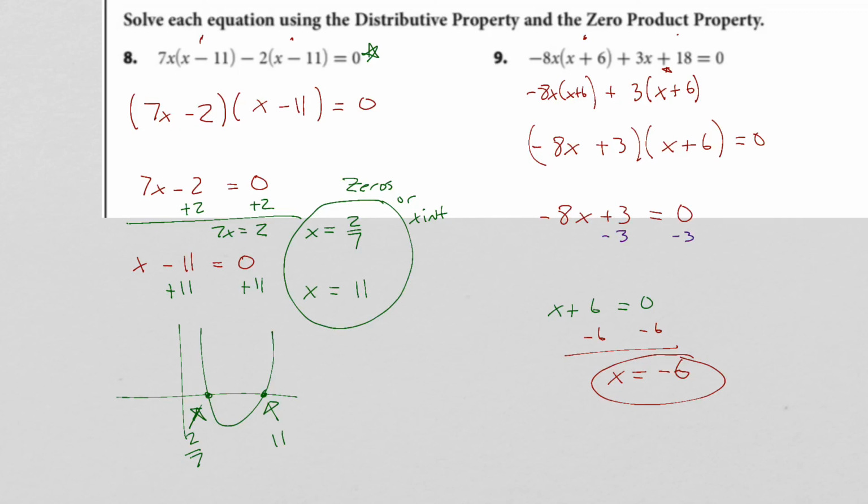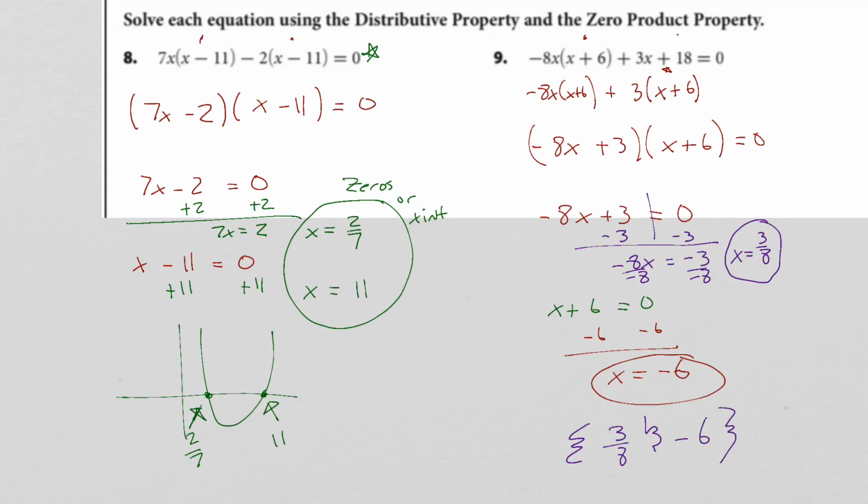Subtract 3 from both sides. You're going to get negative 8x equals negative 3. Divide by the negative 8. The zero is going to be at x is equal to 3/8. So your two zeros for your polynomial are 3/8 and negative 6. So hopefully that helps. There'll be guided practice. It's in homework mode for you to check your answers. And please ask questions if you don't understand.